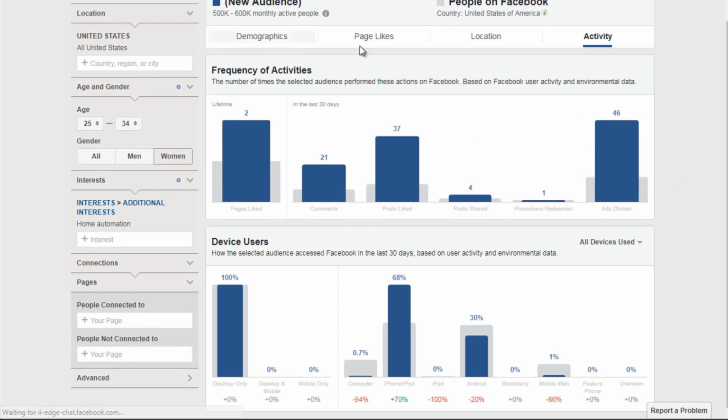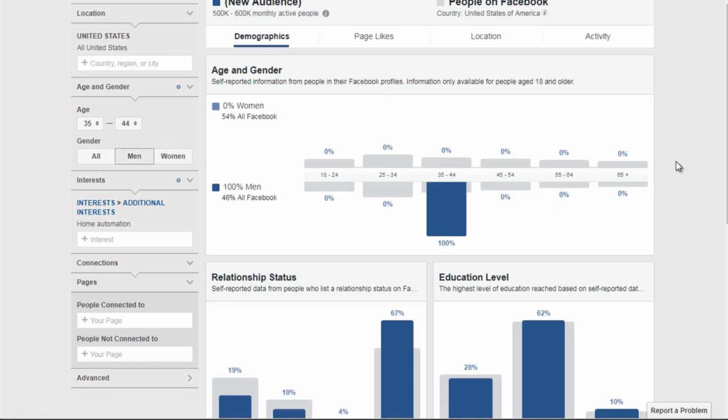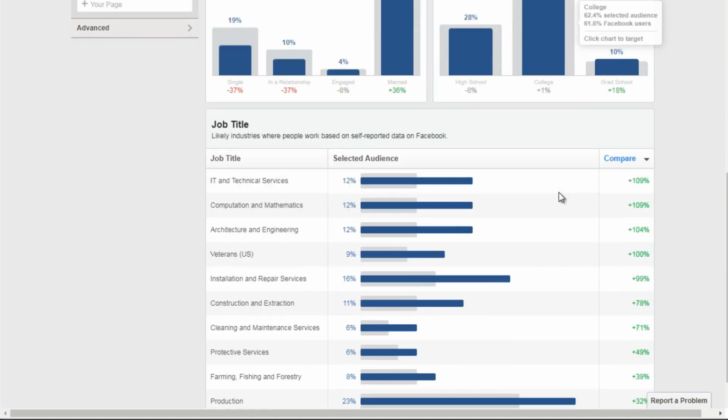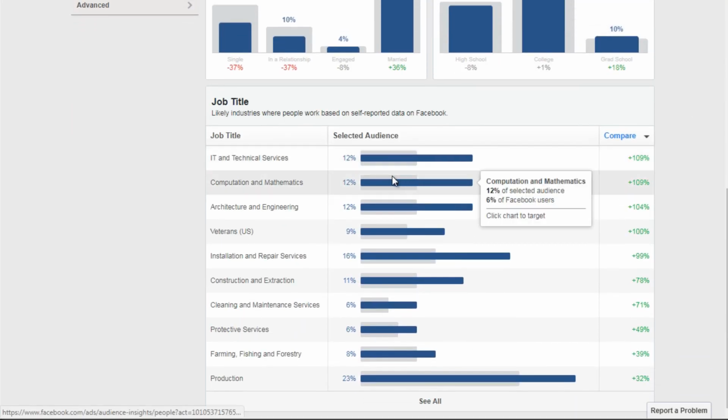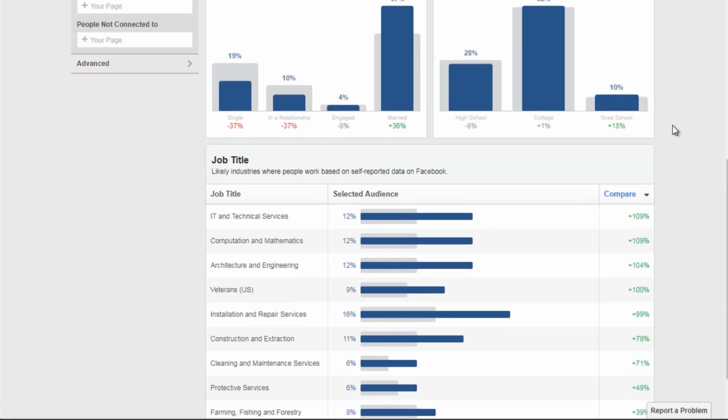If we go back to demographics, the nice thing about this is you can paint a picture for this particular demographic, but if you wanted to move on to, let's say, men ages 35 to 44, we click that with our mouse, and Facebook is going to give the data for that particular segment. So if you scroll down, we can see a lot of them are married. A lot of them have college degrees. There's IT, technical services, mathematics, engineering, veterans. So that's interesting because a lot of these men are having jobs that are highly technical. And that makes sense. They are into home automation because they're highly technical.